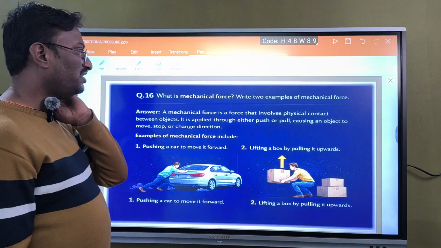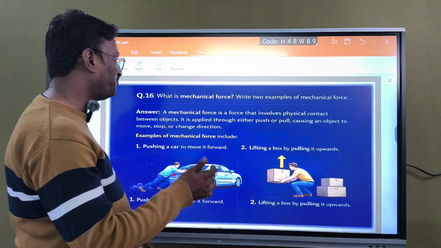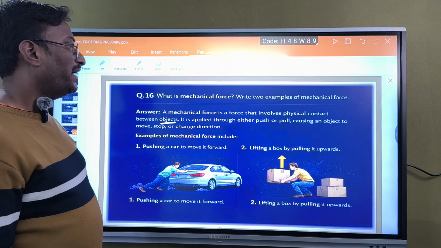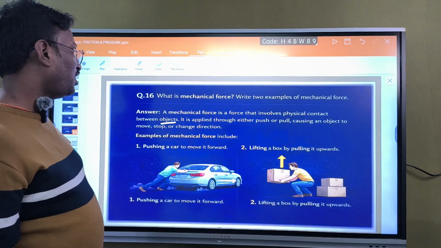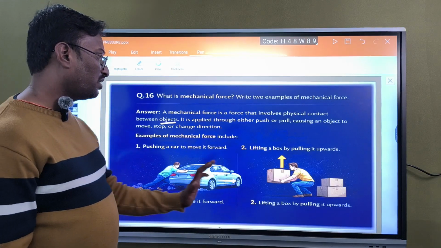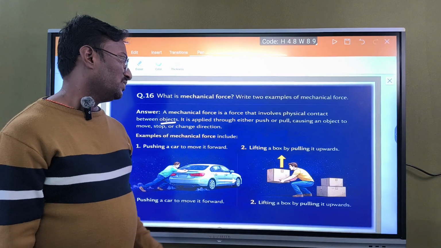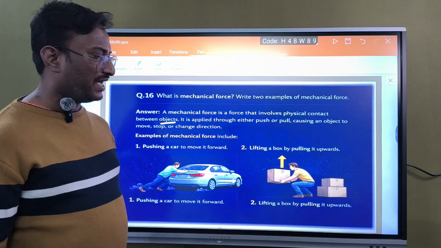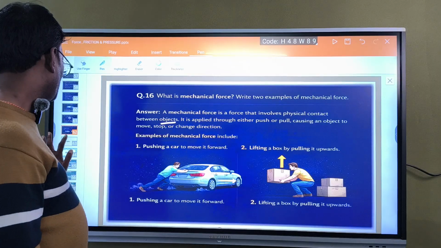Next thing is, what is mechanical force? Write two examples. Mechanical force is the force that involves physical contact between objects. It is applied through either push or pull, causing an object to move, stop, or change. See here, pushing a car is a mechanical force. Lifting a box or pulling it upwards is a mechanical force.